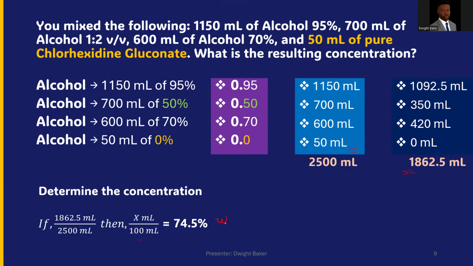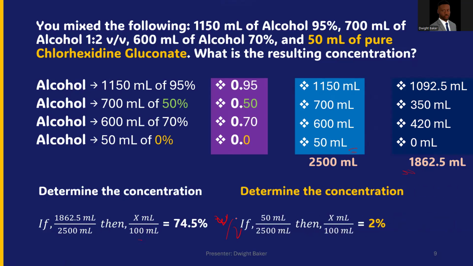This is alcohol, so we're going to use volume, right? So this is volume in volume. All right. So that's it. You've completely solved the problem to find out what the concentration is of the alcohol in the final mixture.